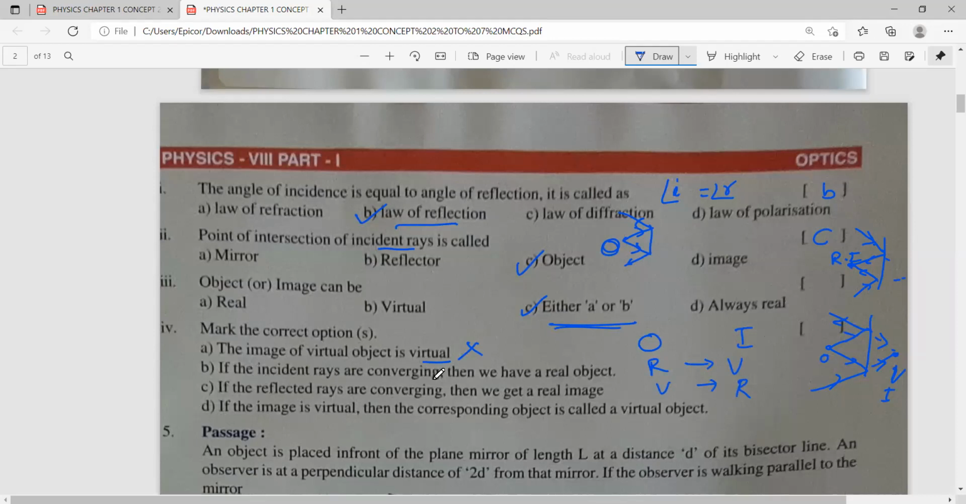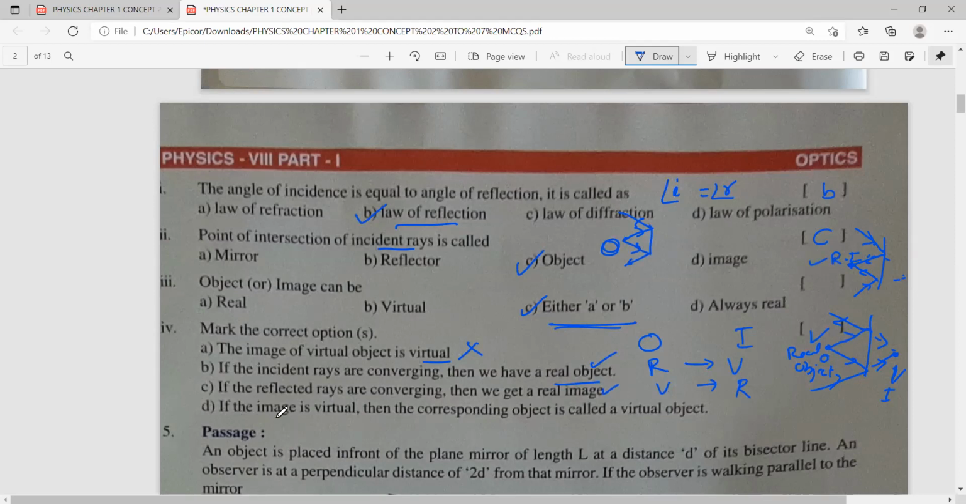If incident rays are converging, then we get a real object. See, in the first condition, real incident rays are just converging, coming together, so this is right. This is a real object. Next one. If reflected rays are converging, then we get a real image. In this condition, reflected rays are converging, so this is a real image. So this is also correct.